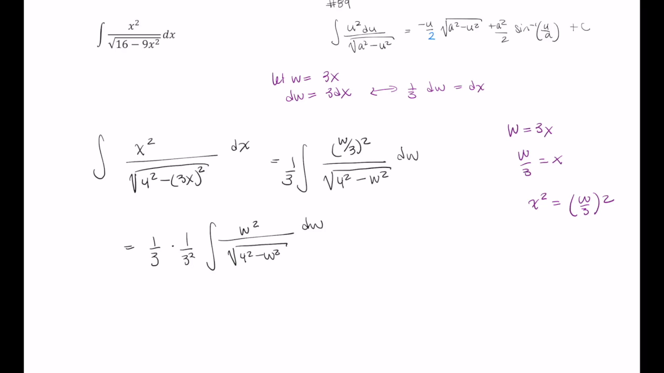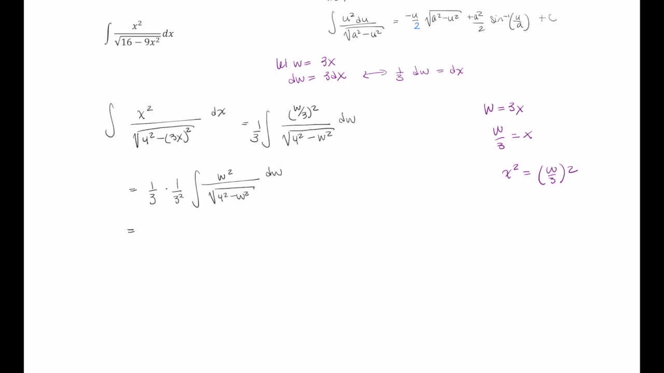Now we can actually apply what we see here from this table of integrals. So in our case, our u is actually a w, and our a is equal to 4. As you can see, this is our a right here. Okay, so this is 1 over 3 cubed times negative w over 2. And here I have the square root of 4 squared minus w squared plus 4 squared over 2 times arcsine of w over 4 plus our constant c.